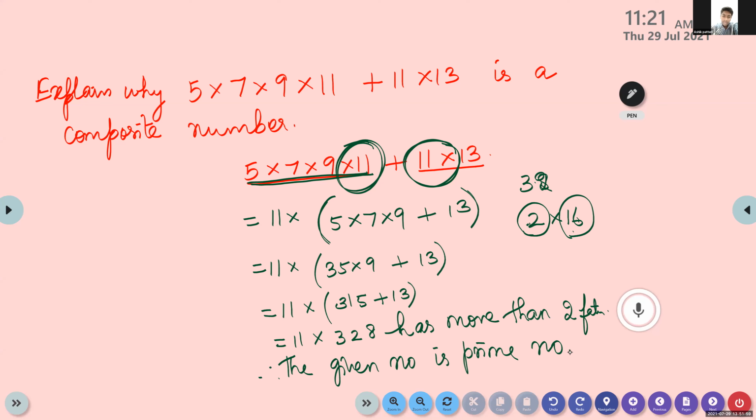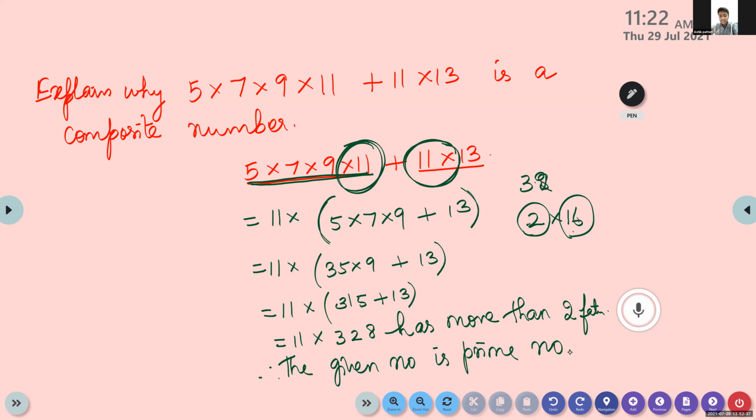Ma'am, when we get the final answer, then what will be? Final answer, which one? Wait, here. That 11 into 328. No need to multiply and write it as a single one. Here, we don't want the value. We want to say it is a composite number. That means what you have to prove? It can be written as product of 2 or 3 numbers. Here you are getting it as product of 2 numbers. That means it has more than 2 factors.